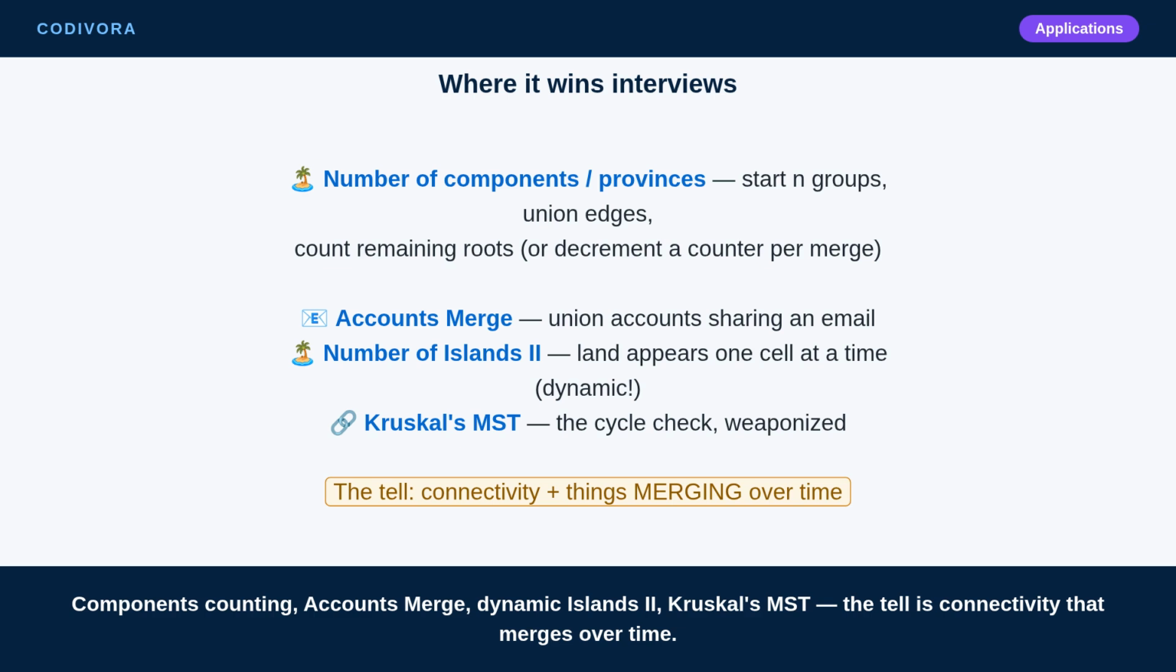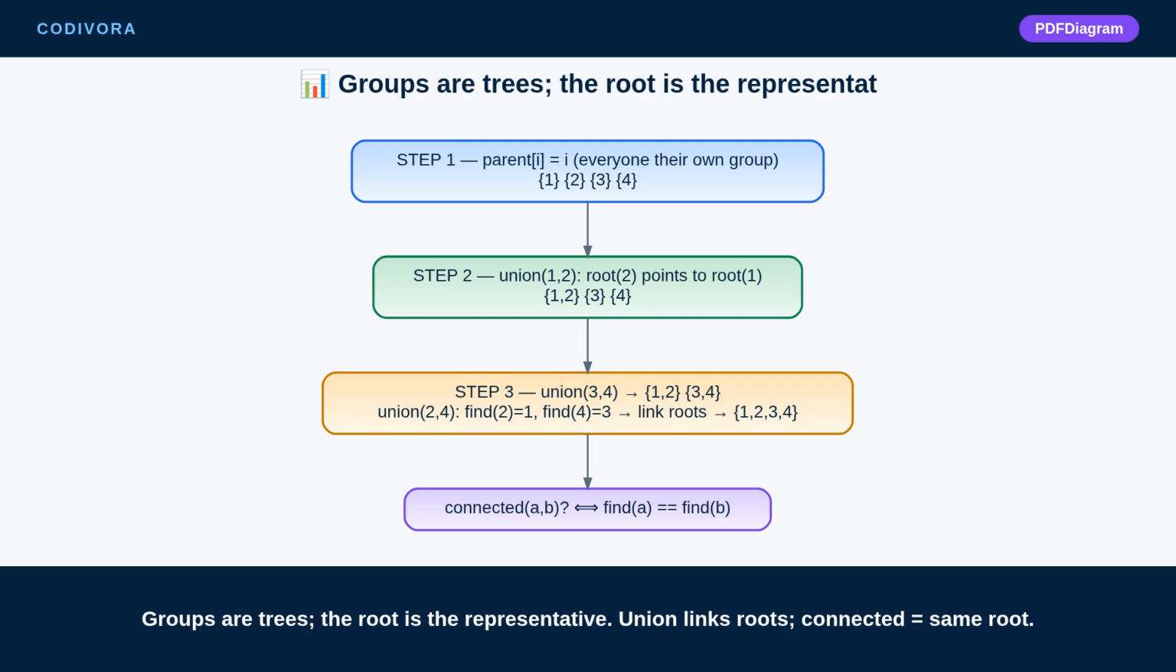The recognition tell: connectivity questions where things merge over time. Static graph, DFS is find. Dynamic merging, union find. Groups are trees. The root is the representative. Union links roots. Connected equals same root.